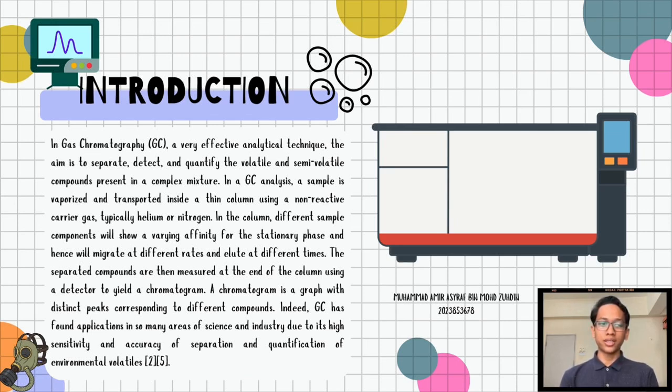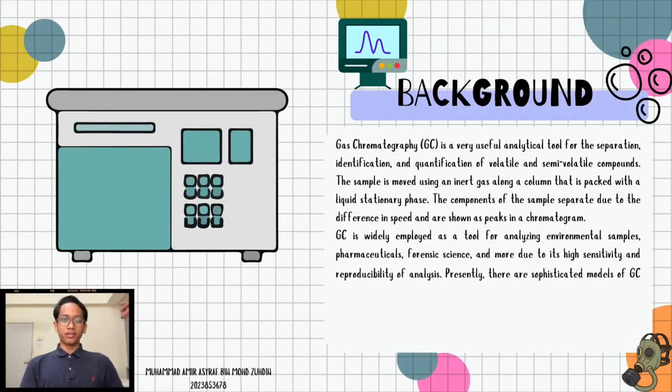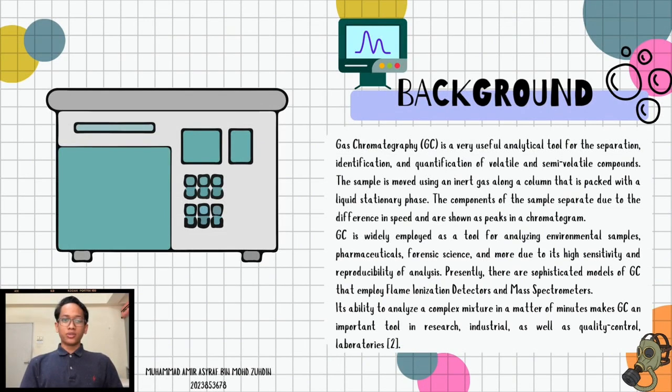Because of its high sensitivity and precise separation, GC is widely used in environmental analysis, pharmaceuticals, forensic science, and quality control. Now that we understand what GC is and why it is important, let's move on to the background of the technique. Before we discuss the objectives of our experiment, let's look at some background on gas chromatography or GC.